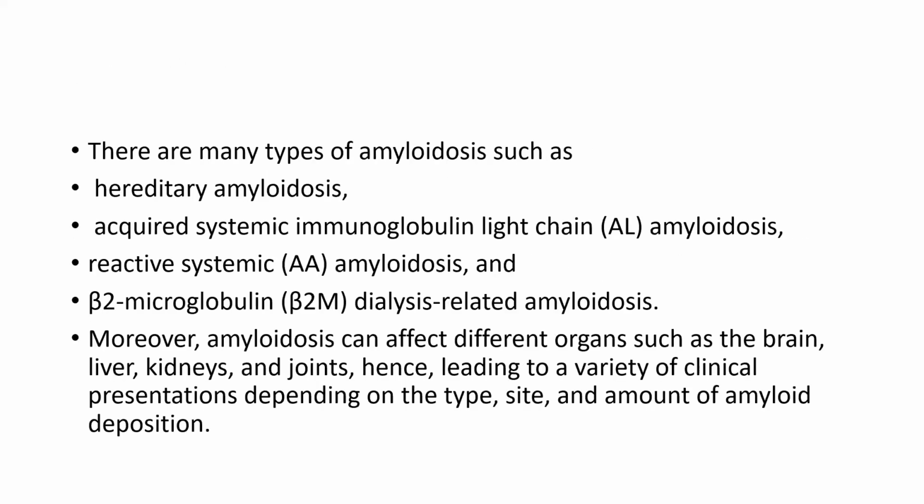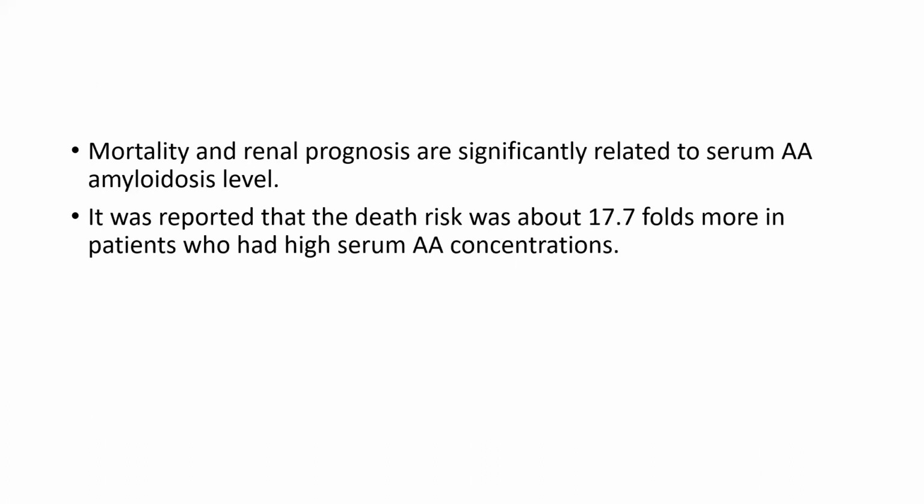There are many types of amyloidosis, such as hereditary amyloidosis, acquired systemic immunoglobulin light chain amyloidosis, reactive systemic amyloidosis, and beta 2 microglobulin dialysis-related amyloidosis. Moreover, amyloidosis can affect different organs such as brain, liver, kidney, and joint, hence leading to a variety of clinical presentations depending upon the type, site, and amount of amyloid deposition.